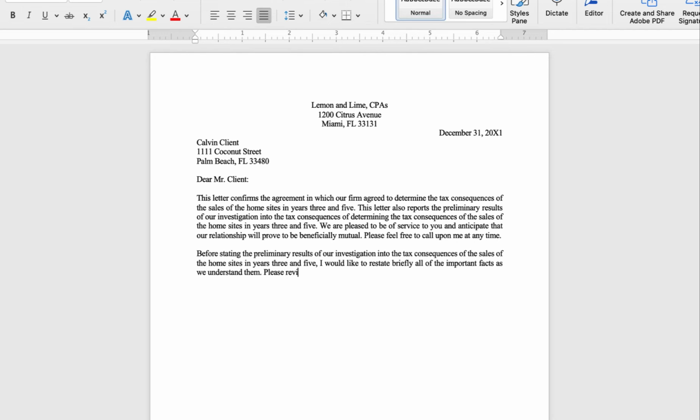Please review, so this is putting, again, the risk mitigation hat on. Please review this statement of facts very carefully. Our conclusions depend on a complete and accurate understanding of all the facts. So again, risk mitigation language, okay? That's what we're talking about here. It's the name of the game.